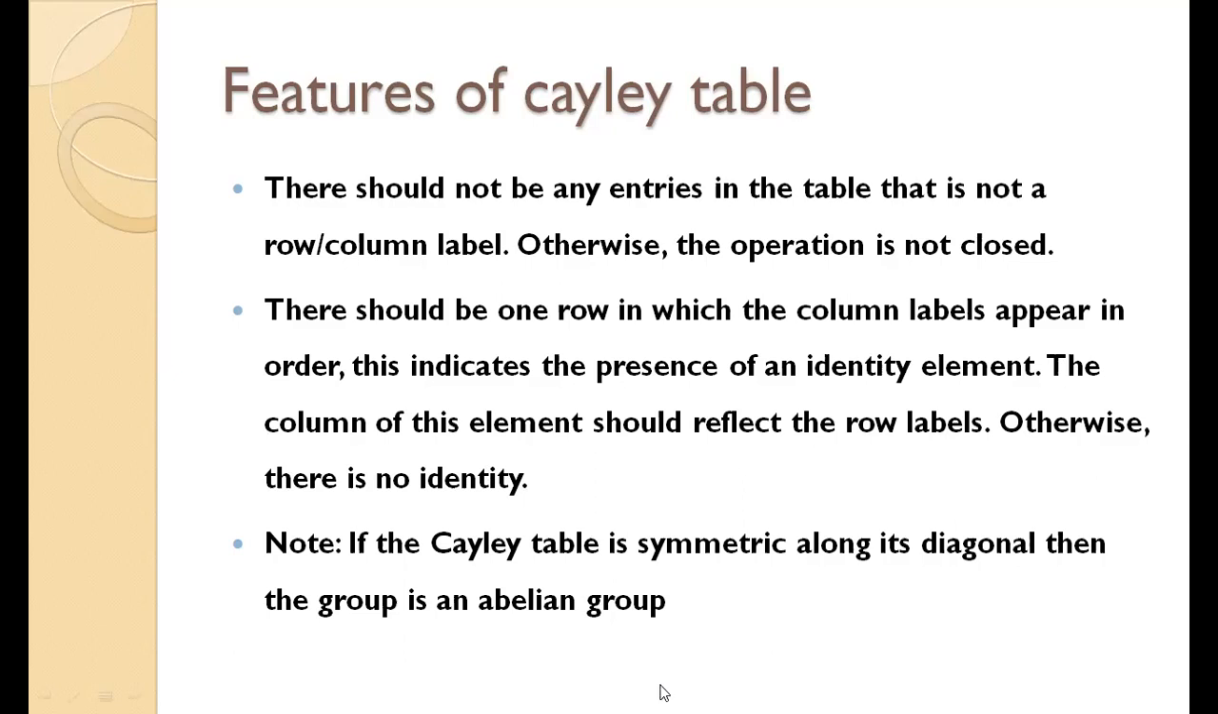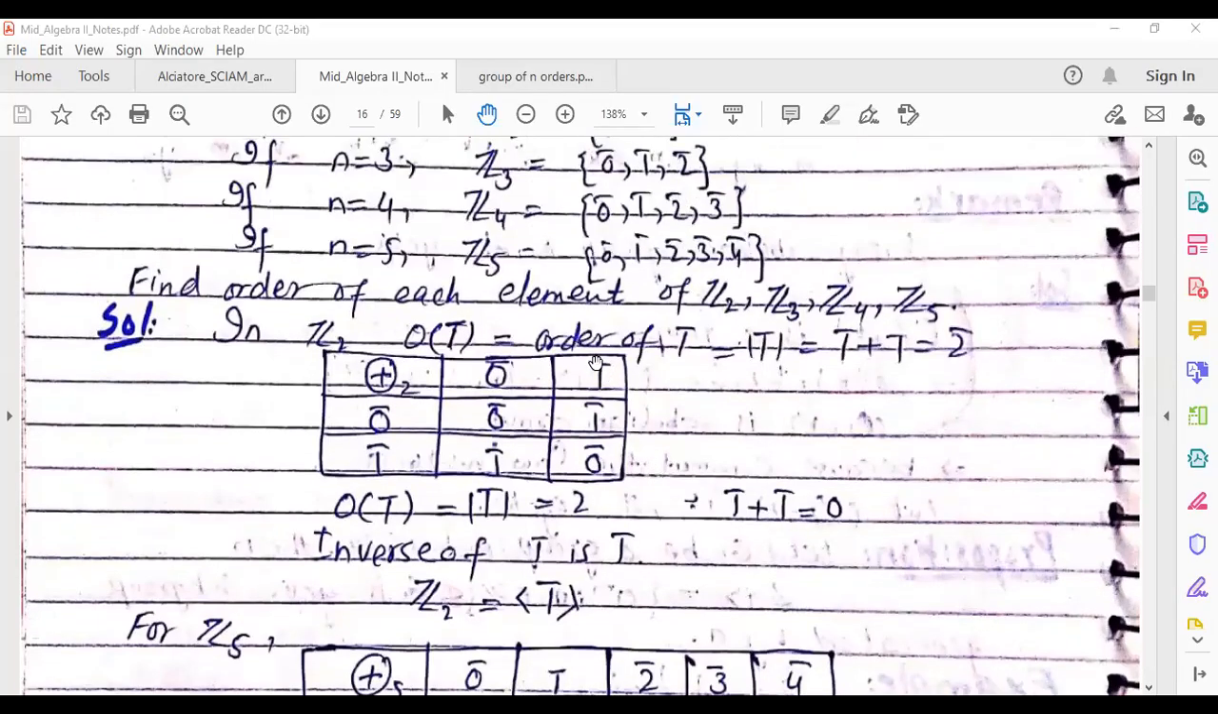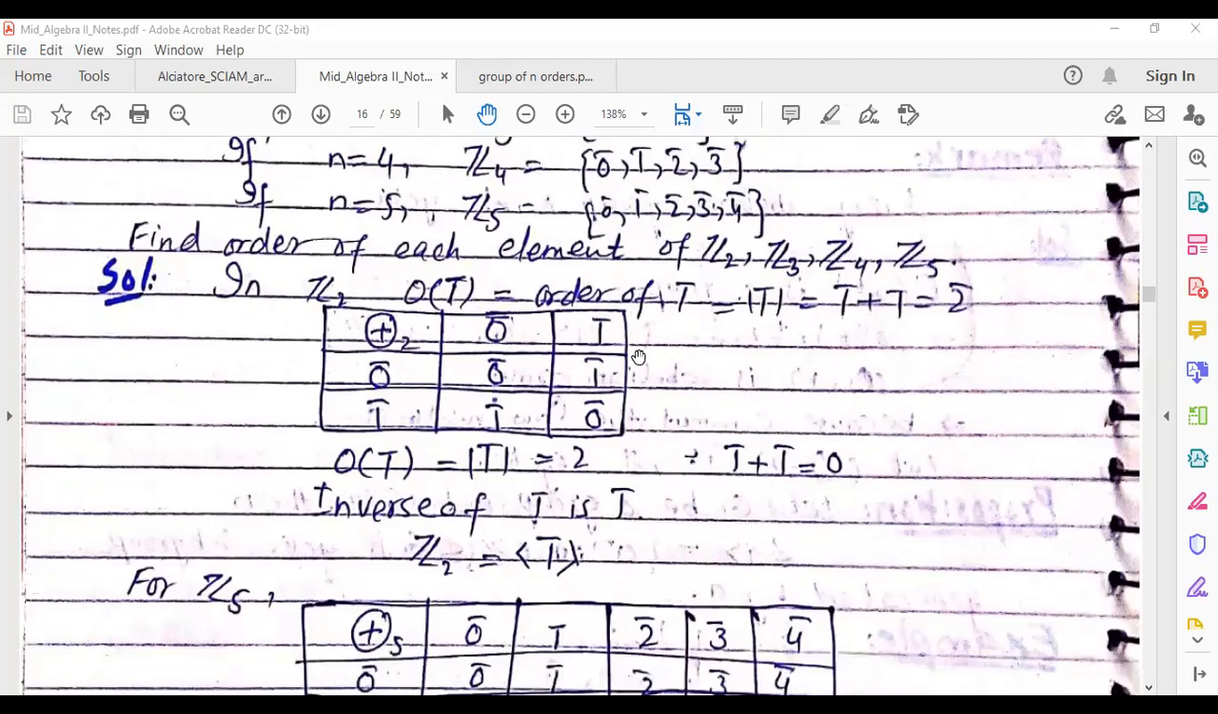So now we move forward to our next definition, which we passed, because the importance of the Cayley table is very high, because in our next lecture we use the Cayley table. That's why I first make a clear concept about the Cayley table. So after reading about the Cayley table, we make Cayley tables of Z2, Z3, Z4, Z5 here.